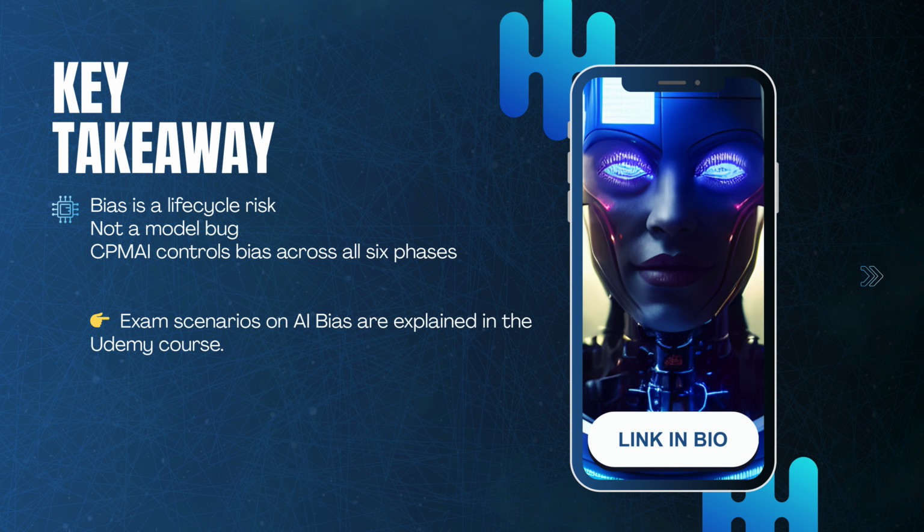Bias is a life cycle risk, not a model bug. If you treat it as a technical adjustment, you will miss the real problem. CPMAI controls bias across all 6 phases, from business definition to monitoring in production. And remember, exam scenarios on AI bias focus on life cycle thinking, not isolated model fixes.